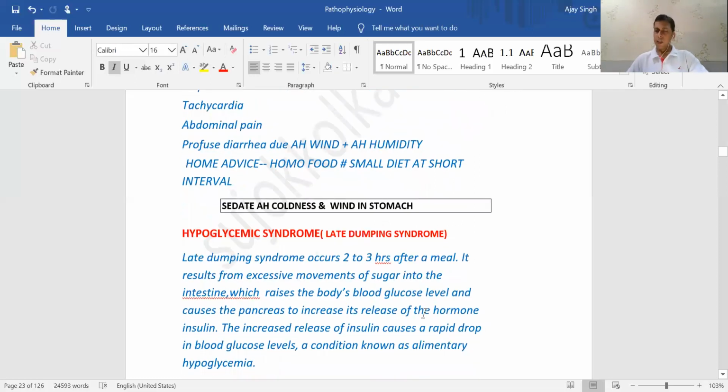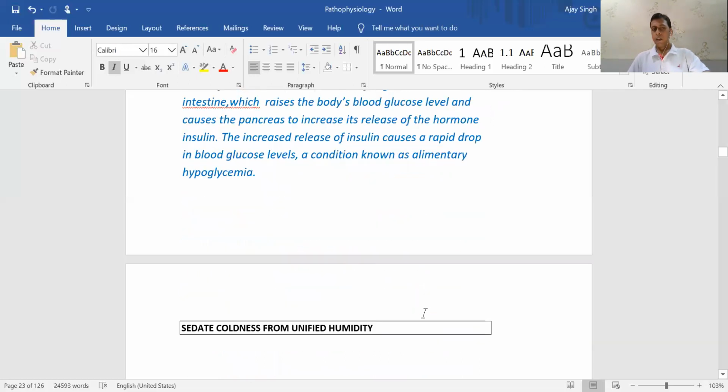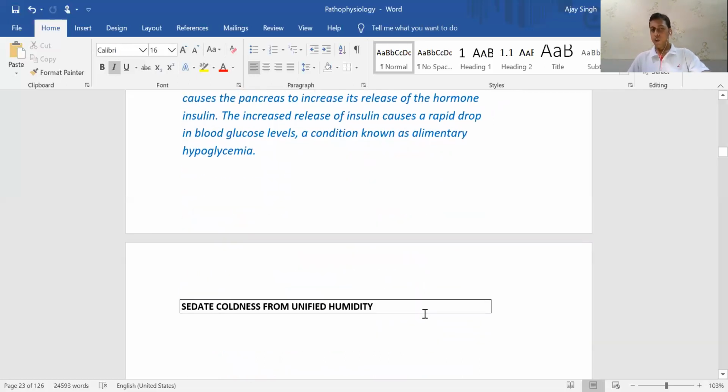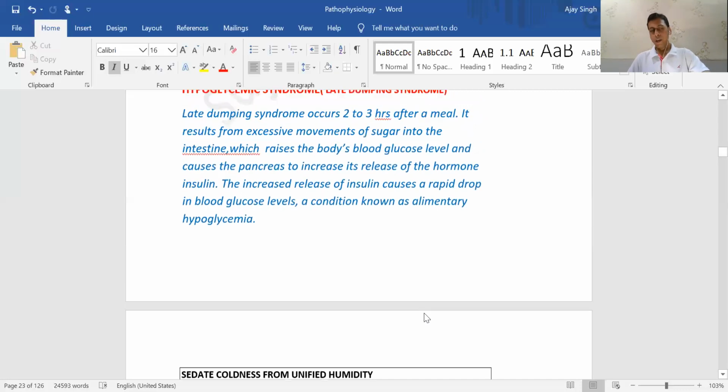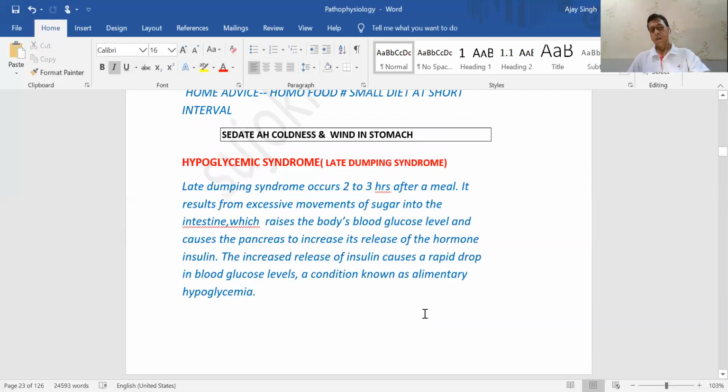Hypoglycemia means they will have a fall of sugar even 2 or 3 hours after the meal, because food is not going from the stomach to the intestine. Okay, so their sugar level will fall in this kind of patient. And we have to sedate coldness from unified humidity. So this is the branch treatment on unit level. And this patient will be confirmed when you check the blood sugar level after the meal, the pp sugar, they have less sugar even after taking the meal.